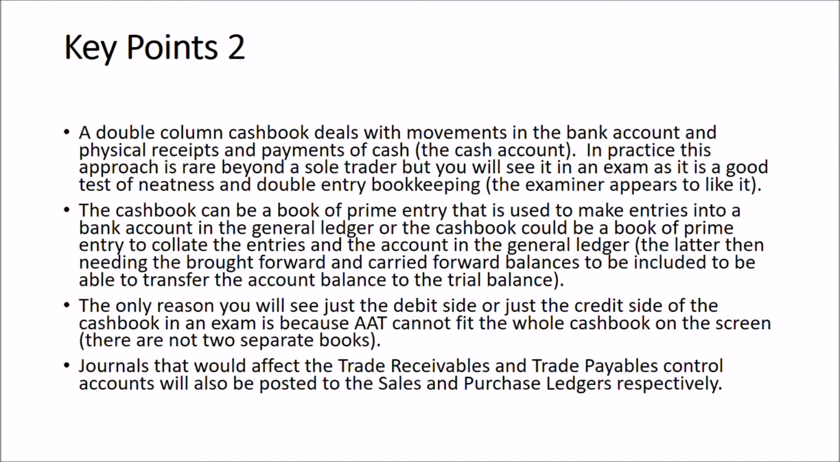That's not because there are two separate cash books. The only reason you see that in an AAT exam is because you can't fit the whole debit side and credit side of the cash book on the page. Actually, it's the only reason why you see it in the books as well, because of the way fonts and book size are done.